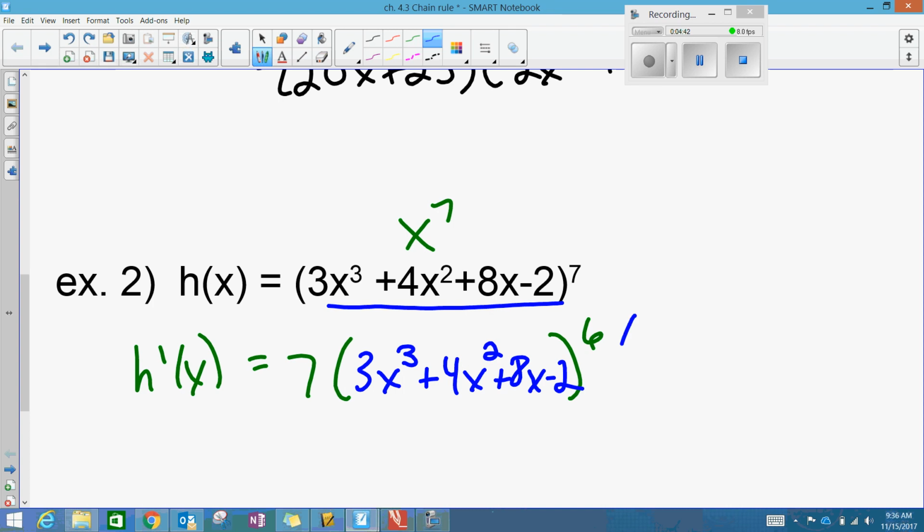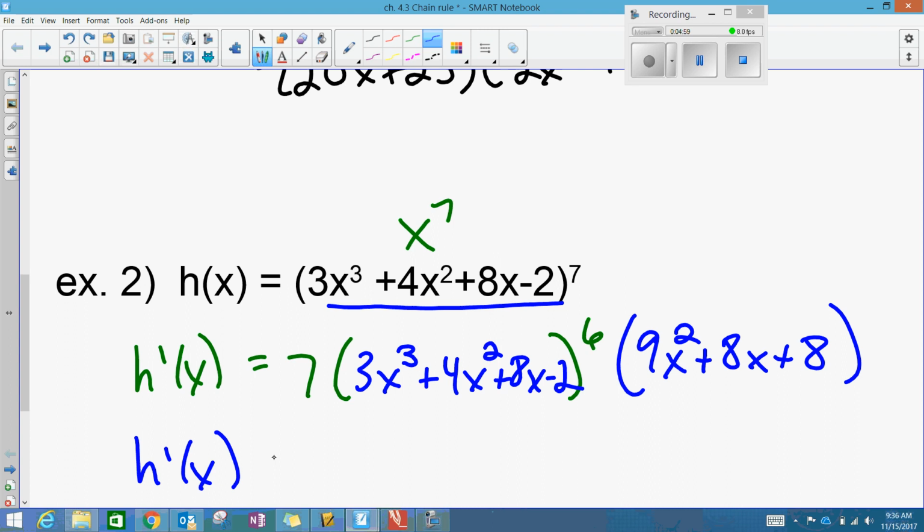Now we multiply that by the derivative of the inside function, which we get using the power rule, so 9x squared plus 8x plus 8. And we're done with the rule. Now, to clean it up, we can distribute that 7.